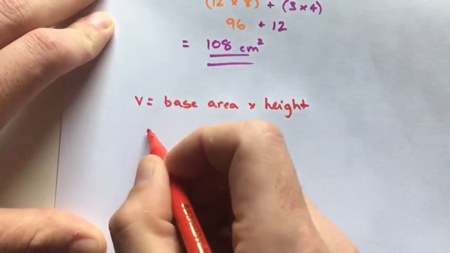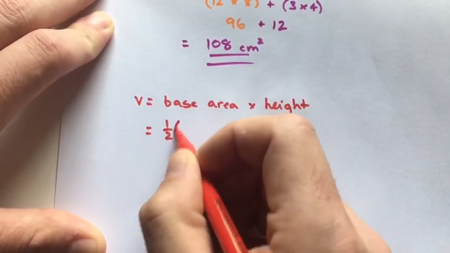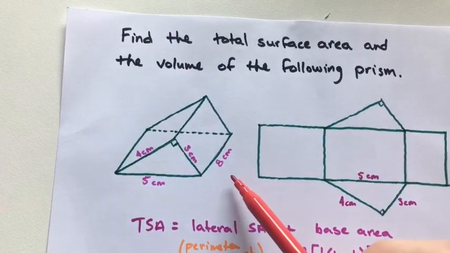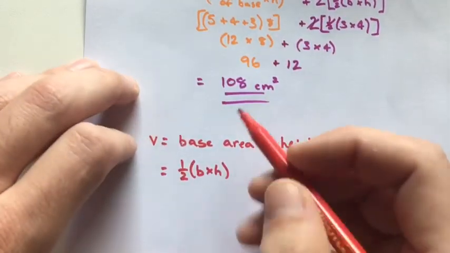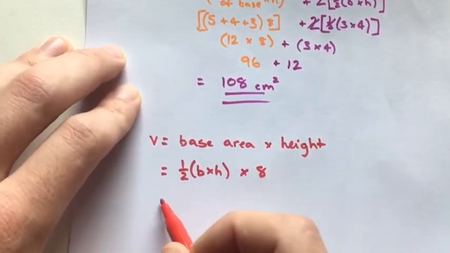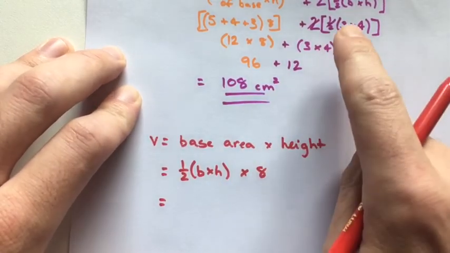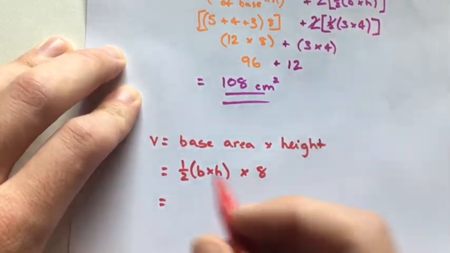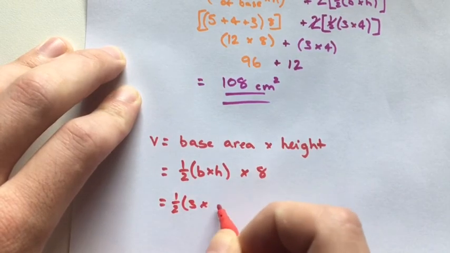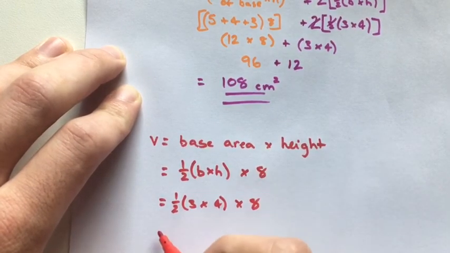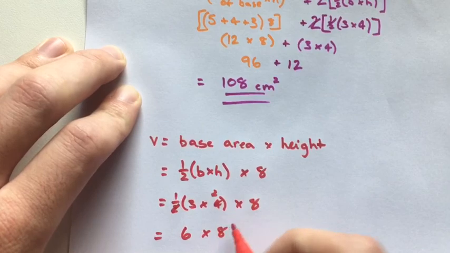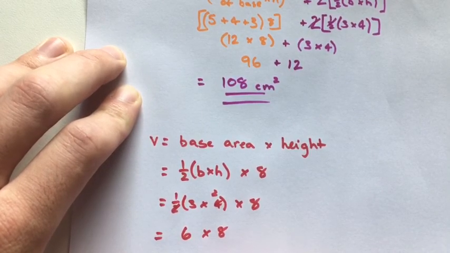So we know our base is a triangle, so the area of a triangle is 1/2 times base of the triangle times the height. And we know the height of the prism is 8 centimeters. So we're going to plug that into my formula here, times 8. Well, we already found the area of the base in our previous example up here. We know it's 1/2 times 3 times 4. Multiply all that times 8. These are going to cut, so we're left with 6 times 8, and that equals 48 centimeters cubed. And that is the volume.